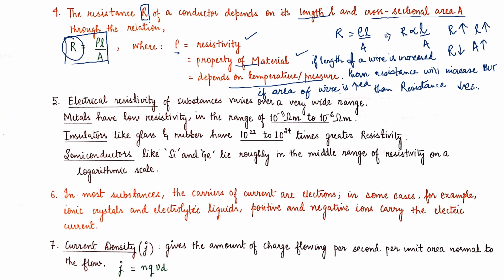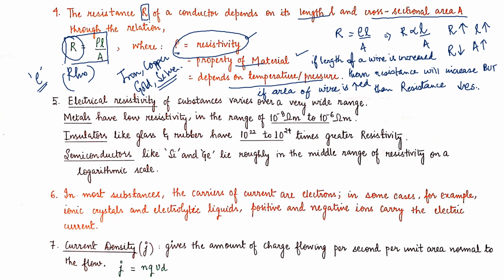Secondly, we are exposed to a new terminology, that is rho, which is the symbol for resistivity. Resistivity is a property of a material. It depends on the material. Resistivity of iron will be different from copper, gold and silver. Besides the material, at lower temperature it will have a different resistivity, at higher temperature a different resistivity, and the same goes with pressure. It does change with pressure.